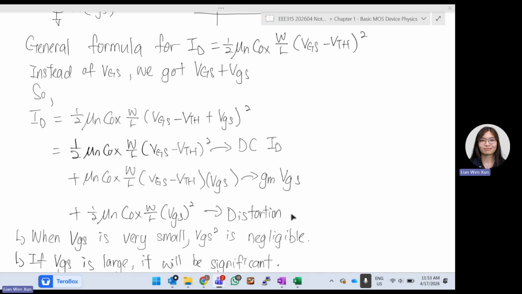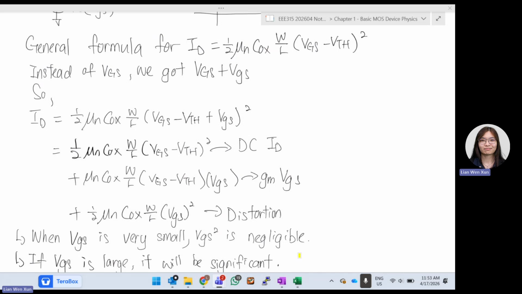You get an equation like this now. So what exactly are these? The first equation, the half mu NC ox, this yellow equation, is your normal DC current that is being generated. And then the last one, I mentioned VGS is a very small AC voltage.